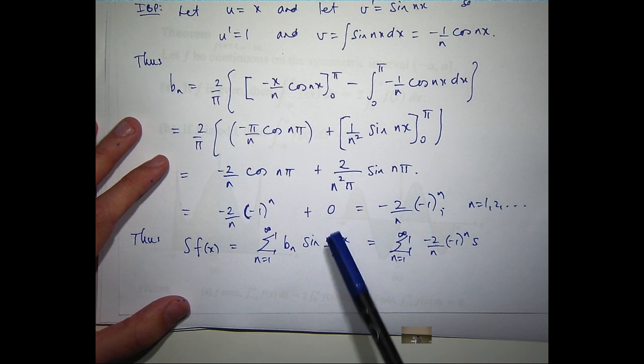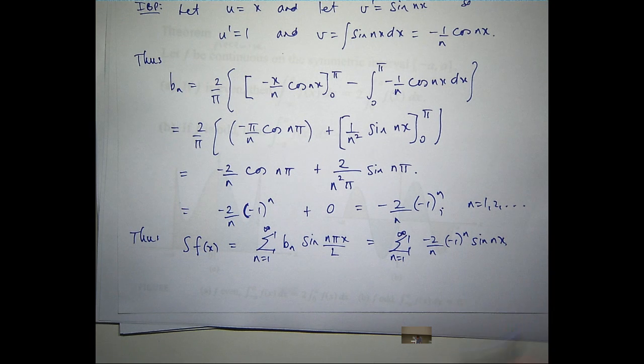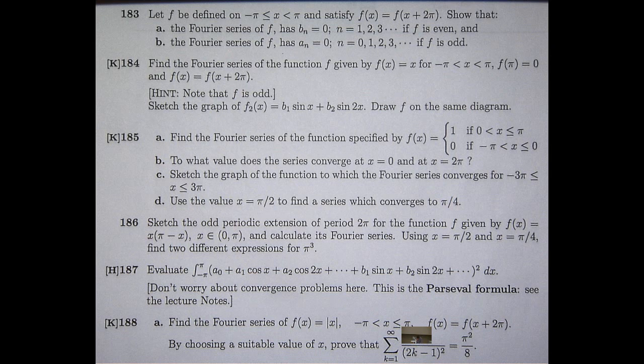Replace big L with pi, so we get a bit of cancellation. And here we are. Okay, it looks a bit messy, but the second part of the question actually asks us to just define this function in this way, where b1 and b2 are just the coefficients for n equals 1 and n equals 2. Sketch this graph and draw the original function on the same diagram.